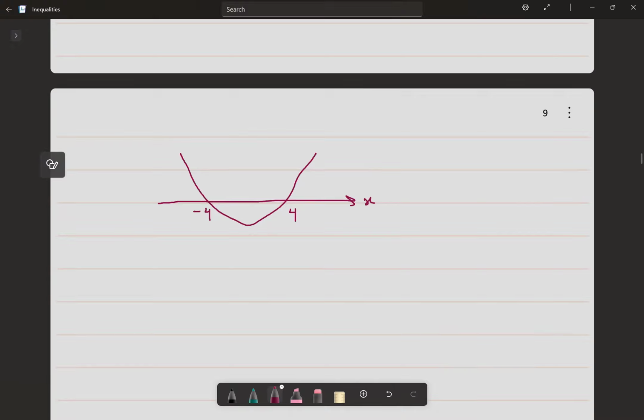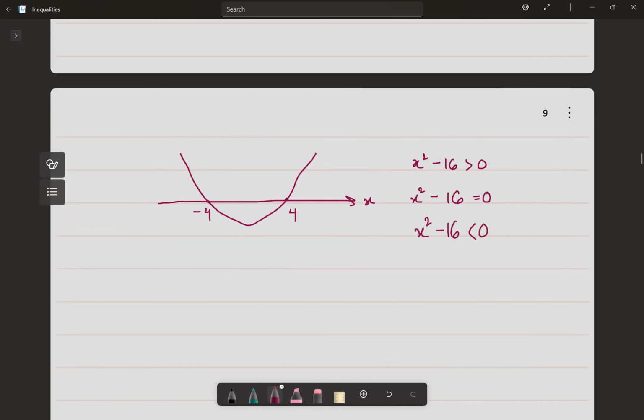Now, these points on the line are for the expression to be equal to 0. This line is where our expression is equal to 0. Whatever expression is given to us, above the line, it's greater than 0, and below the line, we have less than 0.